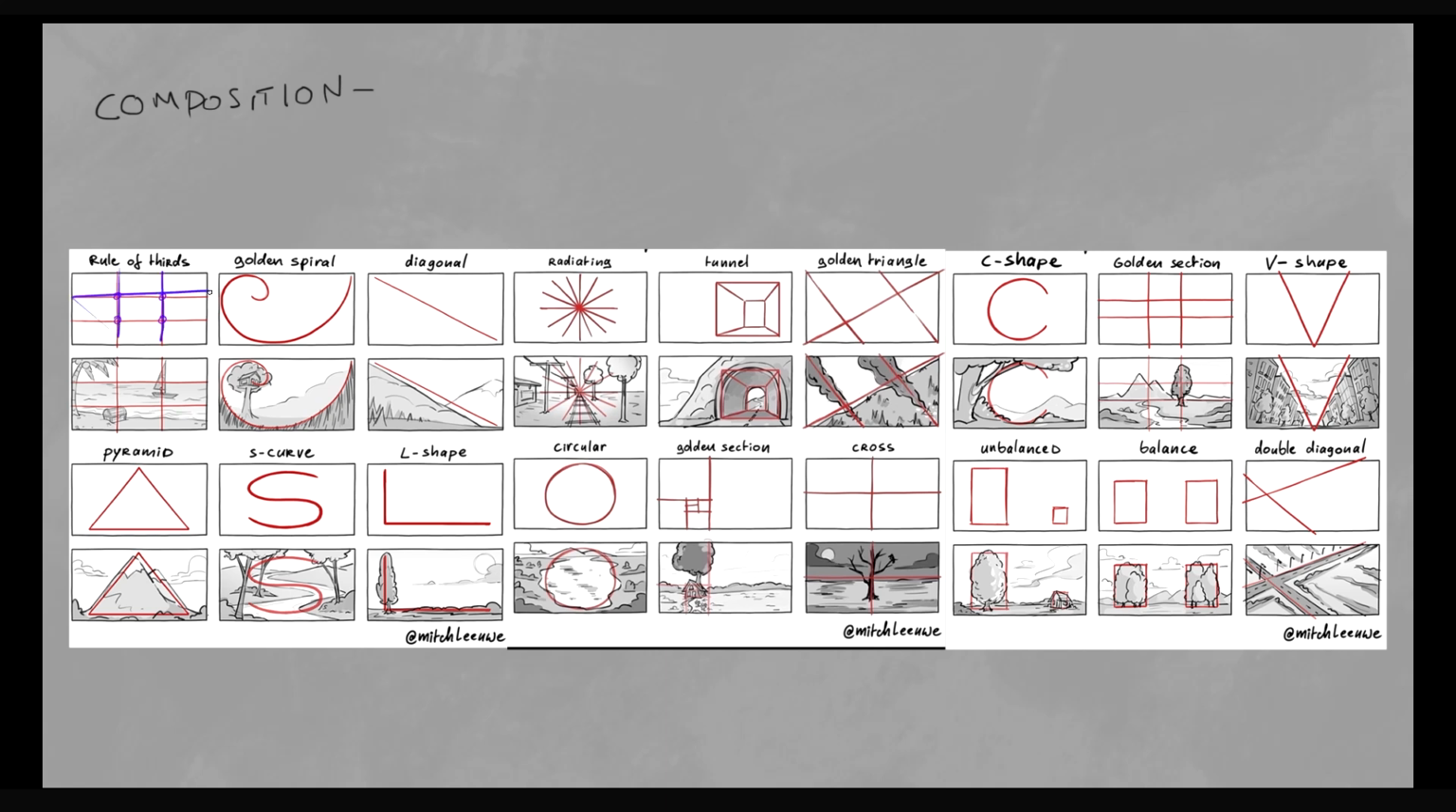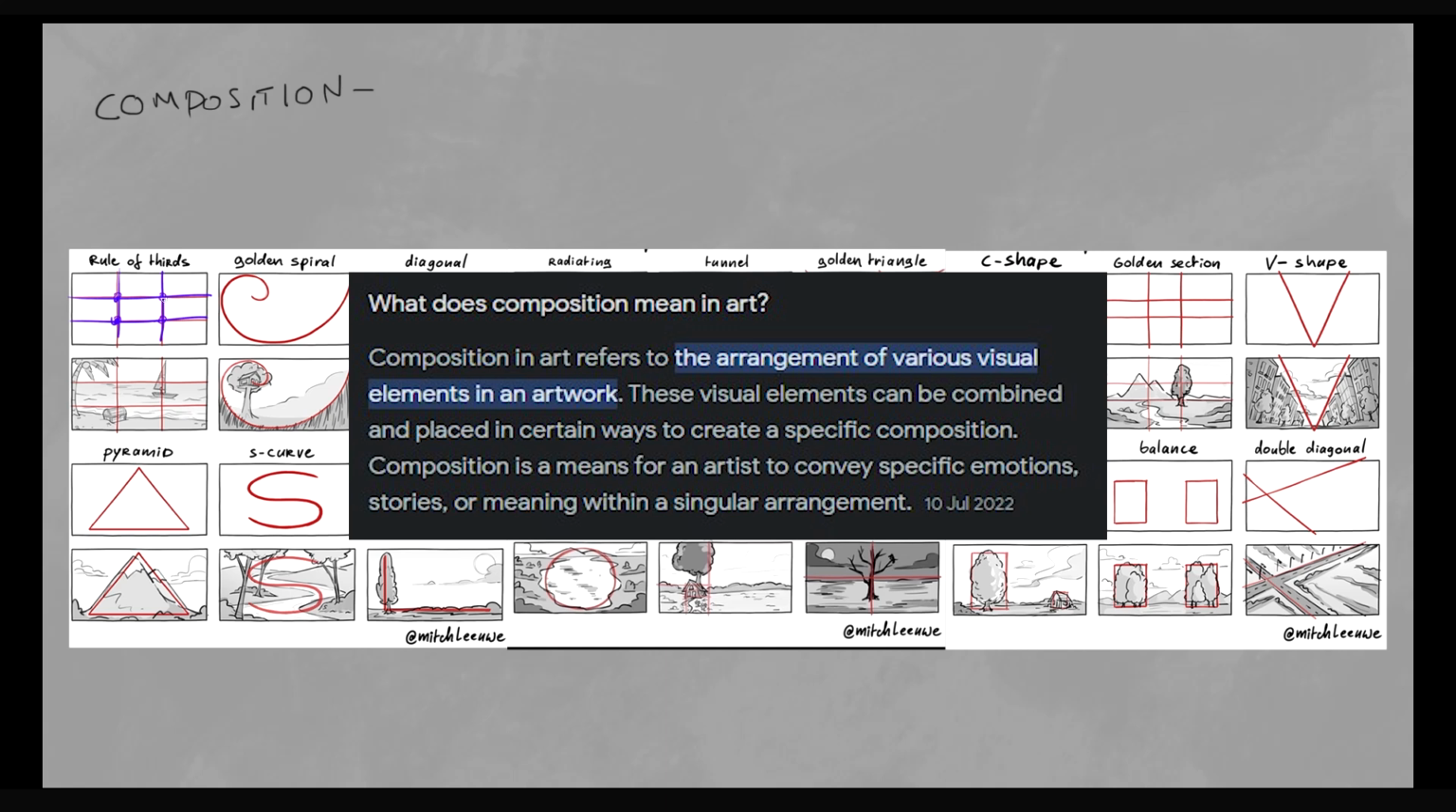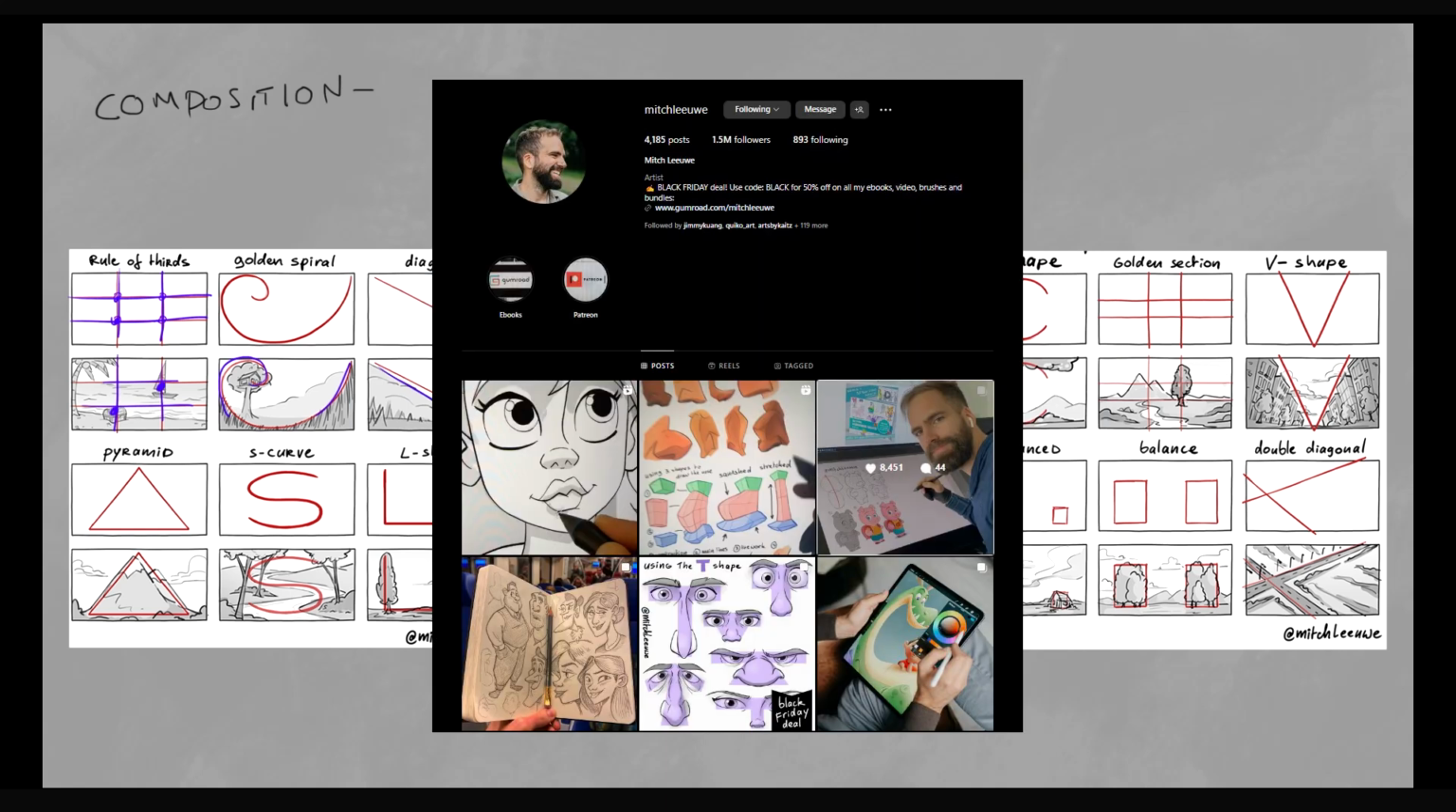So what exactly is composition? Composition in art refers to the arrangement of various visual elements in an artwork. These visual elements can be combined and placed in certain ways to create a specific composition. Composition is a means for an artist to convey specific emotions, stories, or meaning within a singular arrangement. And thanks to Mitch Levy for providing these awesome composition examples. I'll link his stuff in the description, so be sure to check it out.